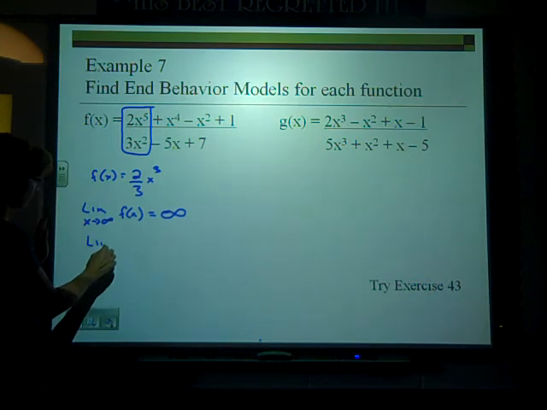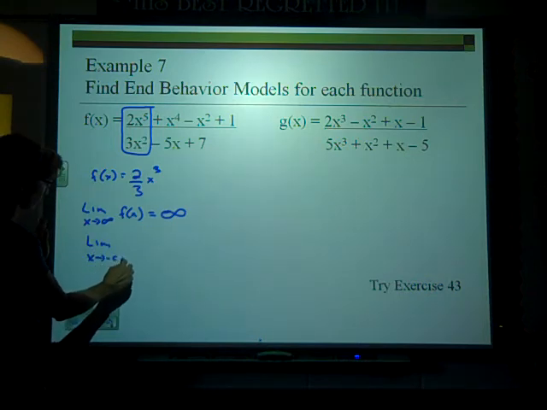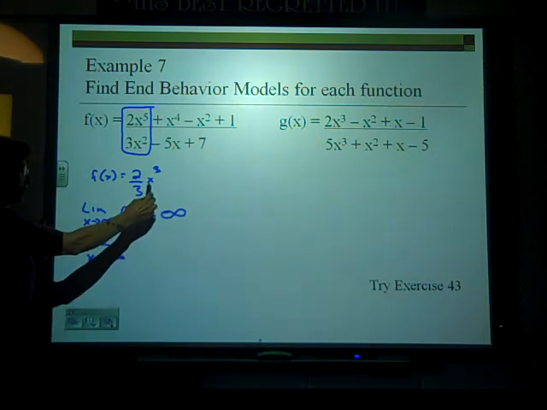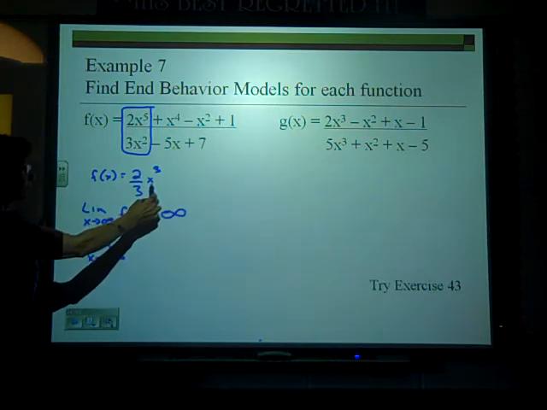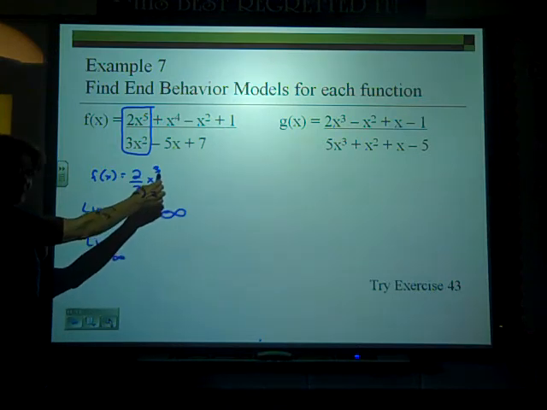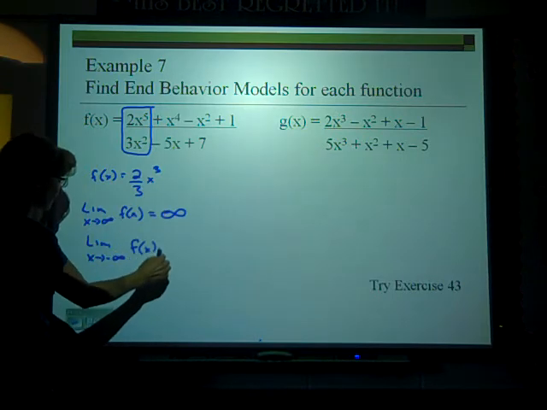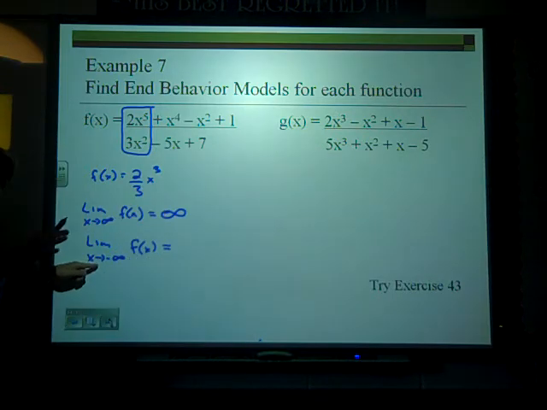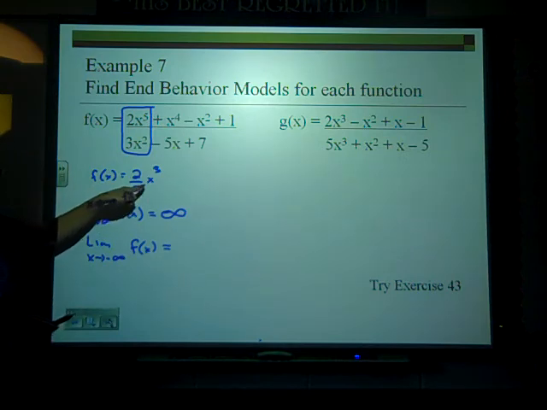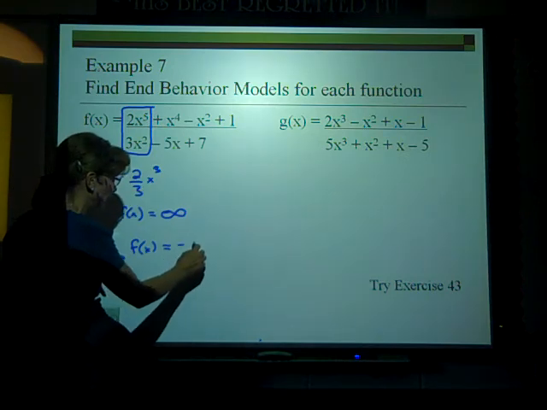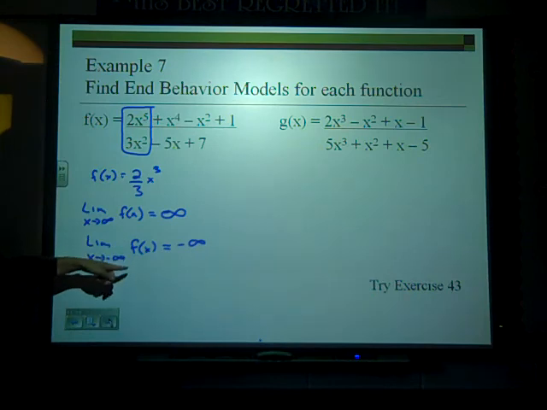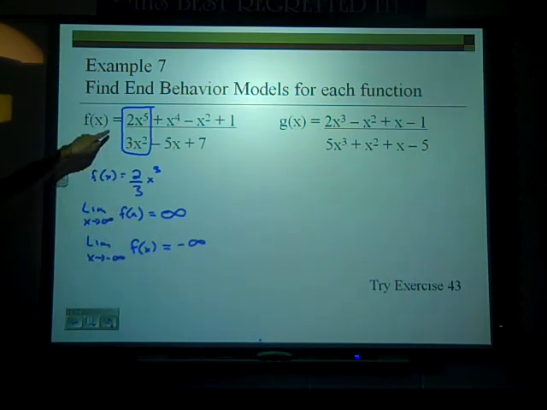Now, what if you put in smaller and smaller numbers? If I put in a large negative, because this is an odd power, I'm going to get a negative number here. So the limit as x approaches negative infinity is going to be 2/3 times a large negative number, or negative infinity. So as you're looking at your end behavior models, you want to be thinking about that.